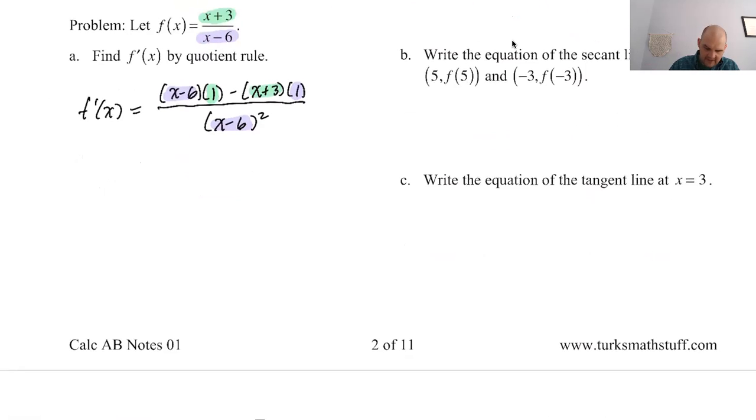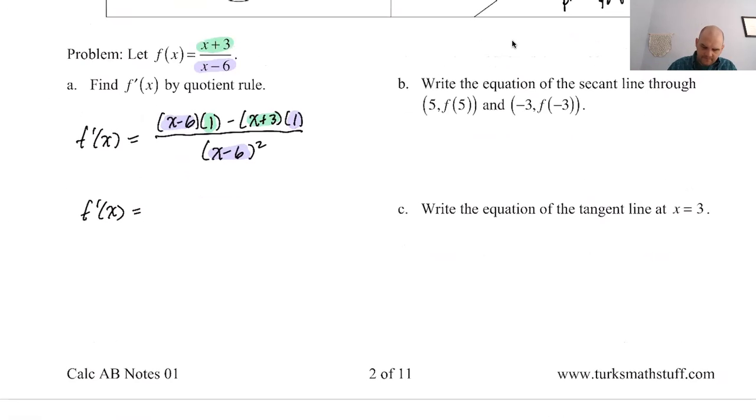So f prime of x. Remember, this is telling us the slope of the curve at any value of x that's in the domain. So x equals 6 is not in the domain, so it doesn't have a slope there. Like, why would it? So any point in the domain for this particular function. There are some functions where there are points in the domain at which the slope doesn't exist. This is not one of those. Absolute value of x is one of those. So that's kind of an interesting thing.